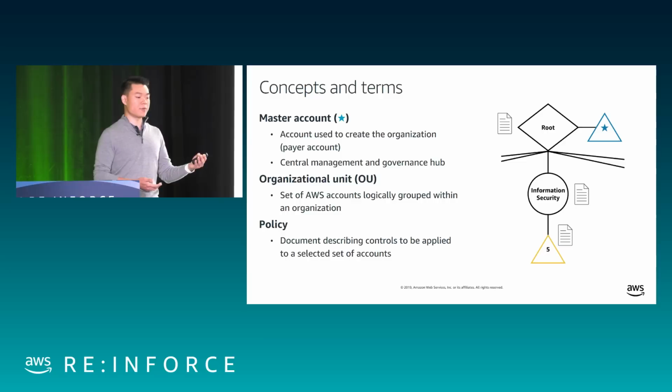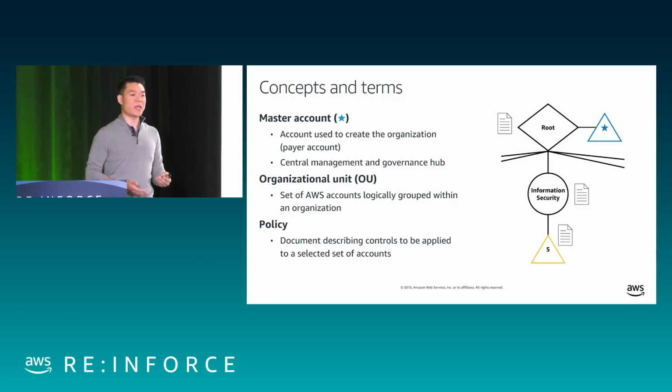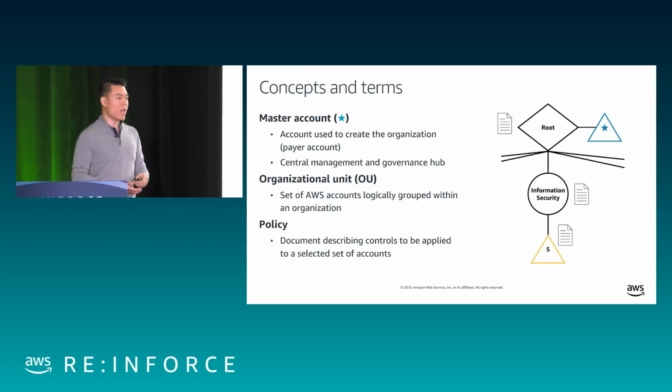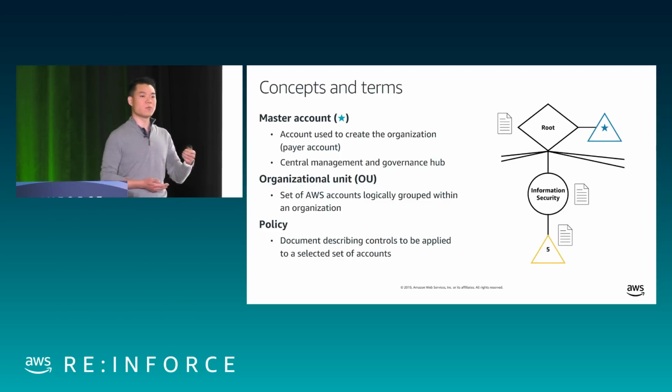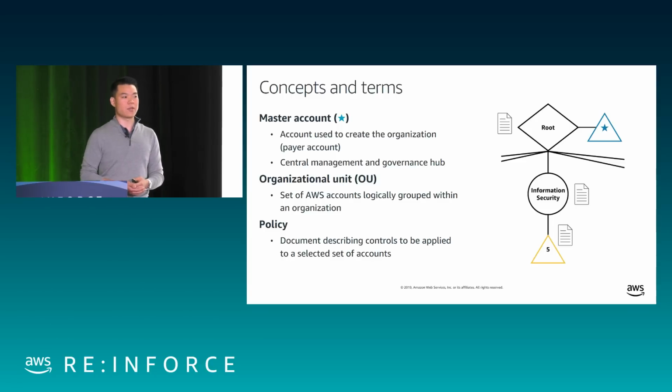We have the concept of a master account here denoted by the blue star, which is the account that you use to create your AWS organization, and also serves as that central consolidated payer that pays for all of the accounts inside of your organization. And you use it as a central management and governance hub where you do all of your management activities for the entire organization. We have this concept called organizational units, or OUs, in Organizations, and it allows you to logically group AWS accounts within an organization. We also have the concept of a policy, which is a document describing a set of controls that you can apply to a selected set of accounts. And you can see here, I've got the policy as the policy documents. We'll go more into how you use policies a little later on in the session.